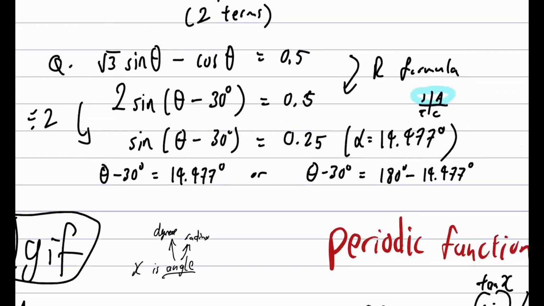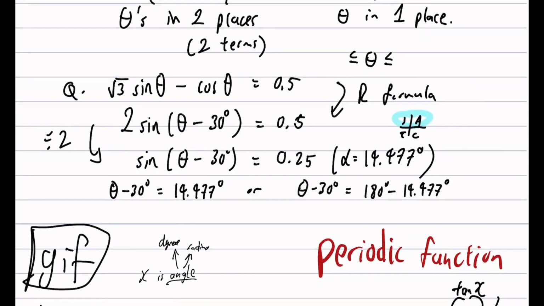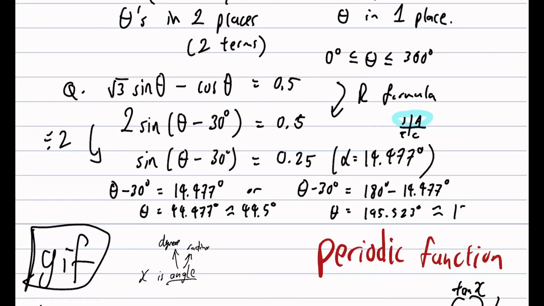Assume that theta is in between 0 to 360. That's my default assumption, inclusive of 0 and inclusive of 360. Even though 0 and 360 are the same angle, I just include both. So therefore theta equals 44.477 degrees. Round off to 1 dp, 44.5 degrees. Next one is theta equals 180 minus 14.477 plus 30, and you get 195.523 degrees. Round off to 1 dp, 195.5 degrees.